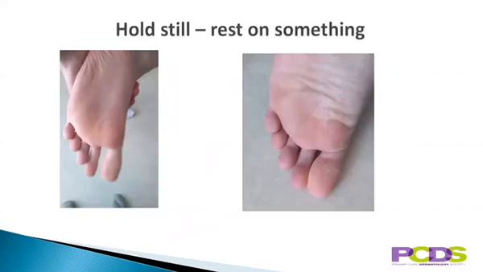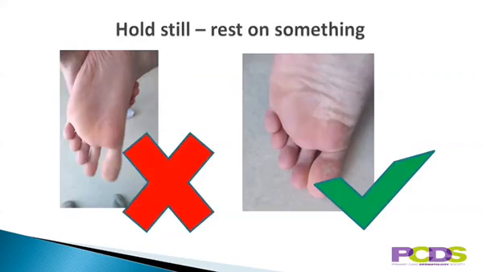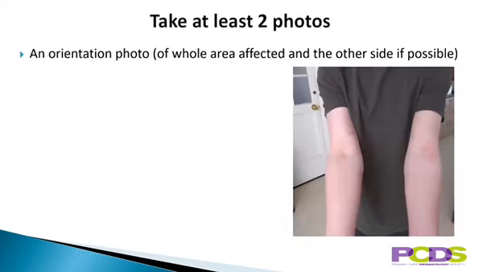Whatever body part you're photographing, rest it on something to hold it still. You're going to need to take at least 2 photos, an orientation photo of the whole area affected, and the other side if possible. The orientation photo is to show where the problem is and how big an area it covers. Try to show the whole area affected if it's a rash, including both sides of the body.